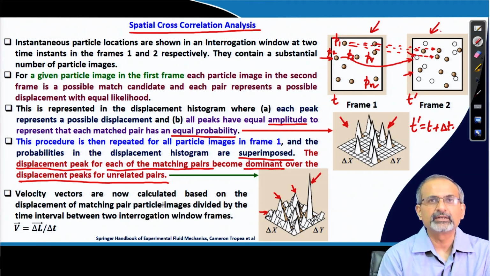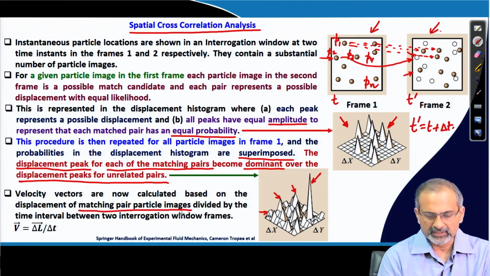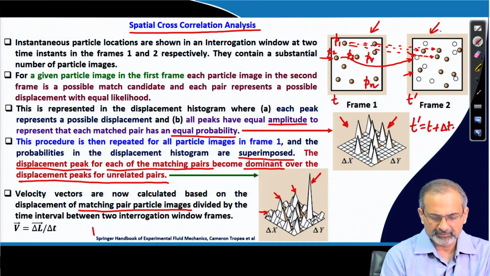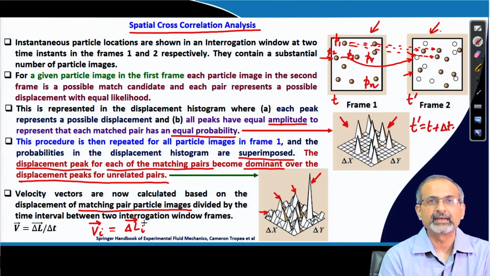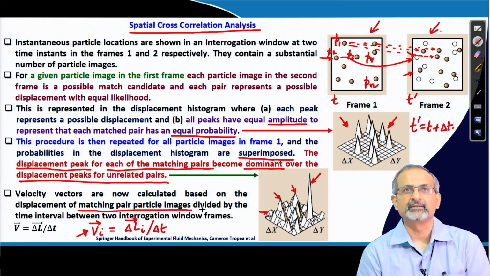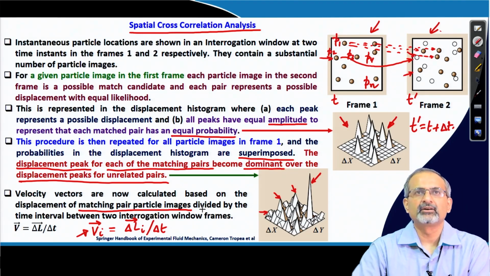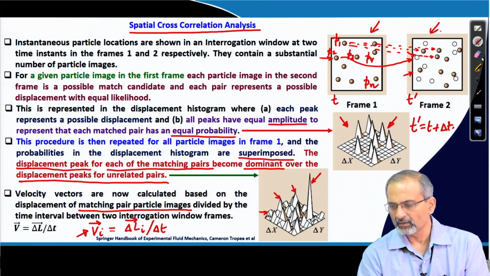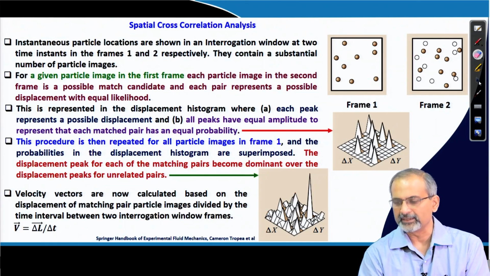Velocity vectors are now calculated based on the displacement of matching pair particle images divided by the time interval between two interrogation window frames. So, in general, if you have I particles, then each particle will have a corresponding displacement, let us say delta L_i, and that needs to be divided by delta t, so that you get the velocity associated with the particular particle. So, this is in essence the idea of the cross correlation analysis. We are not getting into the details of the technique, but broadly this is the idea.